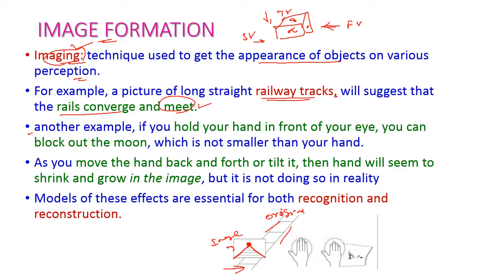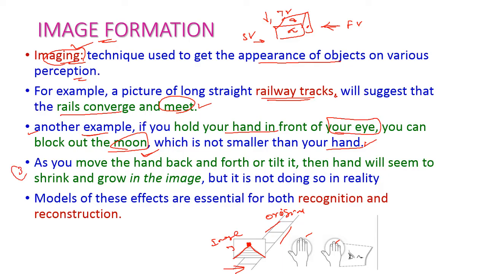Let us take another example. We can hold our hand in front of our eyes so that we can hide the moon. But the hand size is very small when compared to the moon size, right? So by using our hand we can easily hide the moon. This is the second example.